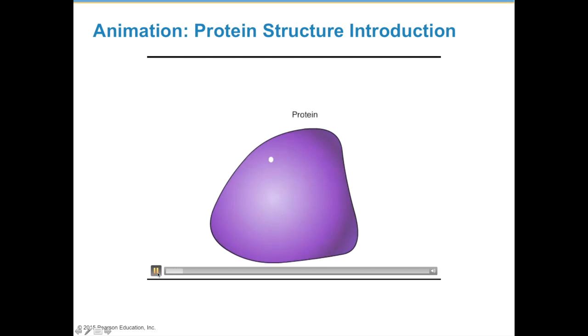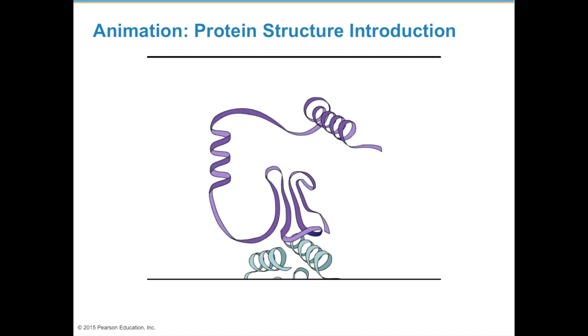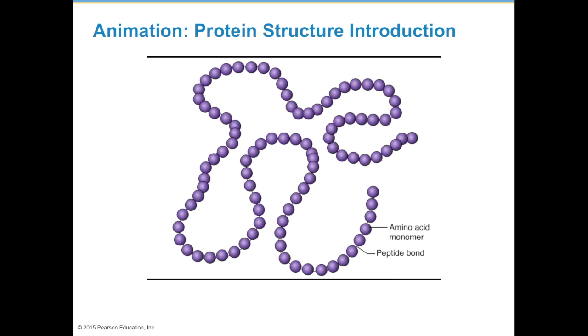Most proteins are folded into a complex globular shape. Each protein molecule consists of one or more chains of amino acid monomers. The amino acids are linked by peptide bonds, so a protein polymer is often called a polypeptide. Because they are so complicated, proteins are usually described in terms of 4 levels of structure.